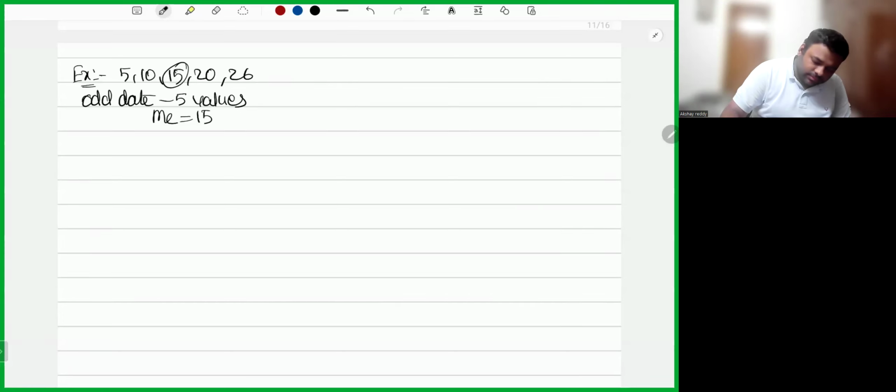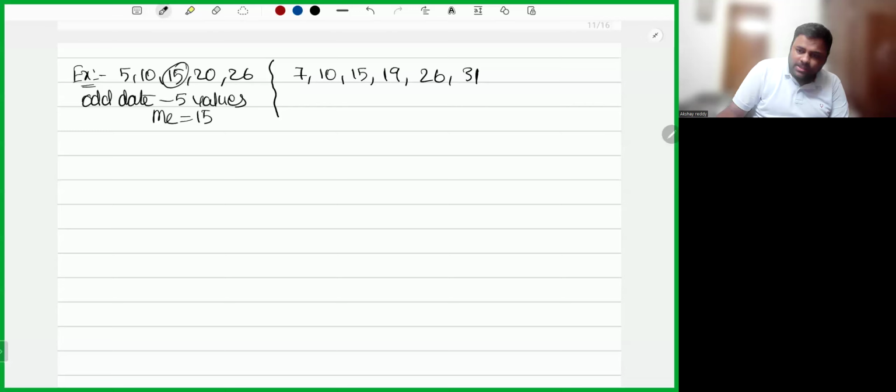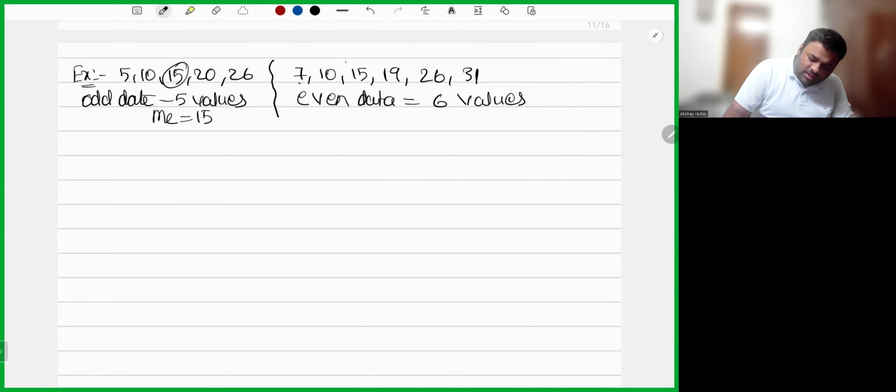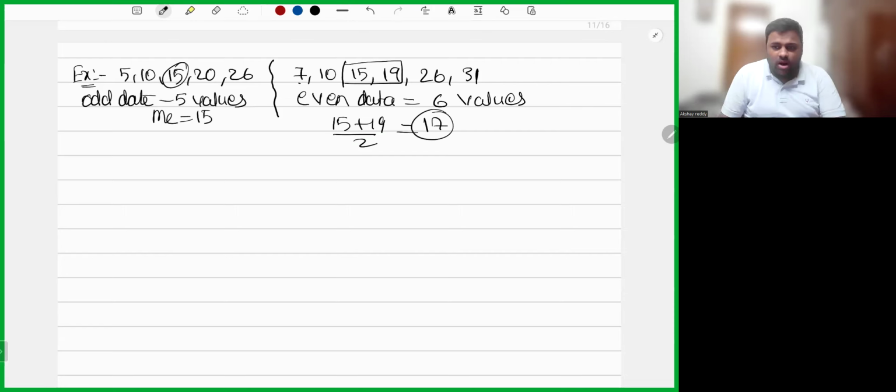Next. I'm having data somewhat like this. I'm having data as 7, 10, 15, 19, 26, 31. Is it even data or odd data? 1, 2, 3, 4, 5, 6. It's even data. How can you say that? Because there are 6 values. Average of middle 2 values: 15 plus 19 whole divided by 2. So I hope it's clear how to calculate median.